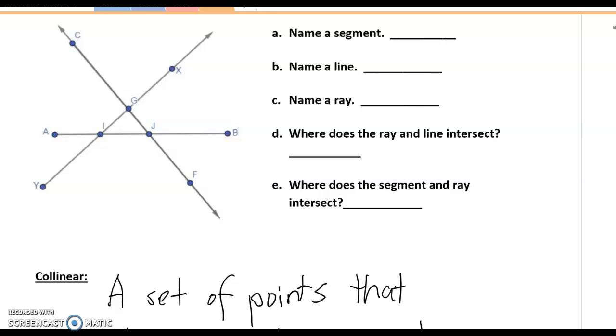Right? We could also talk about points Y, I, G, and X. Even though they are on a ray, they are considered collinear because they lie on the same line. Points that are not collinear, right? I could talk about I, G, and J. Those 3 points are not collinear because I, G, and J do not all lie along the same line.